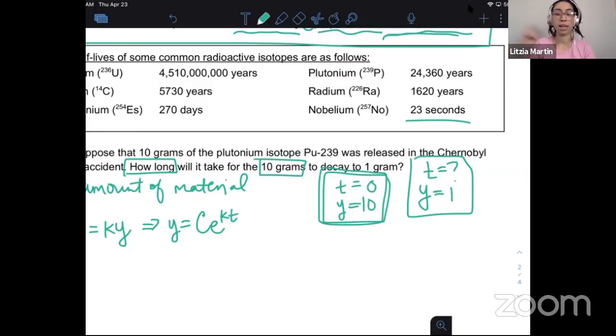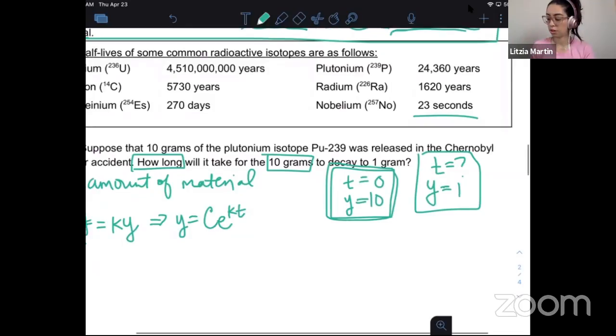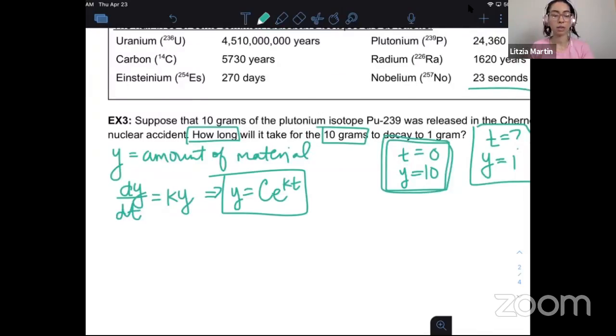and plug them in to our equation here, y is equal to c times e to the kt, to hopefully be able to solve for c and/or k. Those are the two that we need to solve for in order to get a particular solution here. So let's go ahead and just plug that in. y is equal to 10 and t is equal to 0.